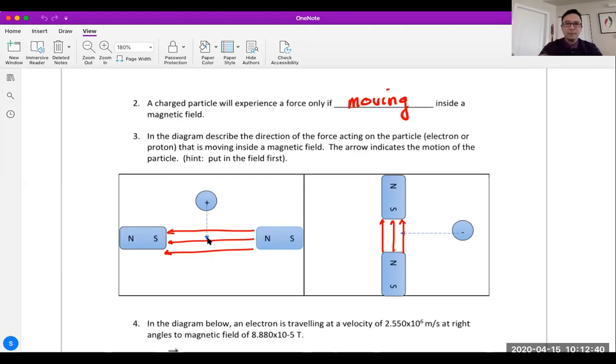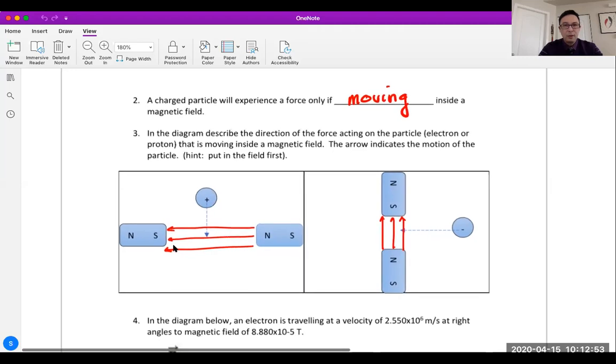So in the first one here, the particle velocity is downwards. That arrow indicates direct velocity, and the magnetic field lines run this way. So what we're going to do is align our hand to that diagram.